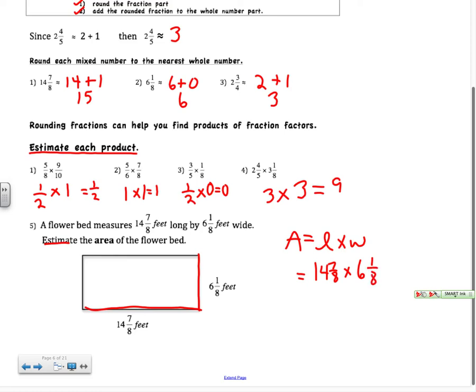We only need to estimate. So I'm going to round 14 and 7/8 to 15, and I'm going to round 6 and 1/8 to 6. And when I calculate 15 times 6, the answer is 90. And since it's area, area always means we're counting the inside squares, square feet. So it's 90 feet squared.